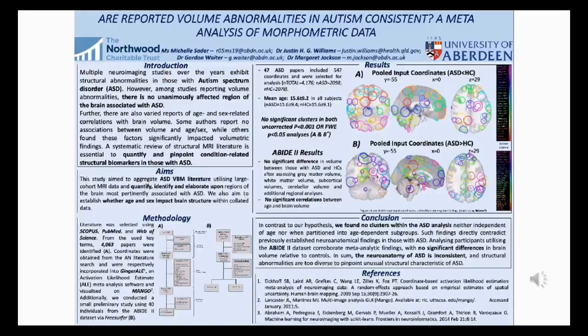Hello, my name is Michelle Sater. I'm currently a PhD student in translational neuroscience situated at the University of Aberdeen. My studentship predominantly focuses on emotion and hunger awareness in typical and pathological populations.